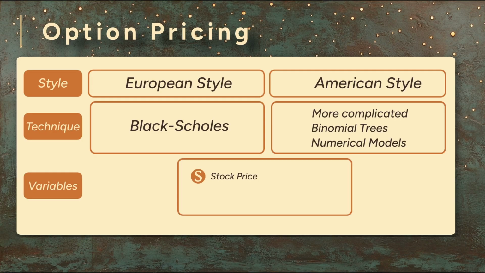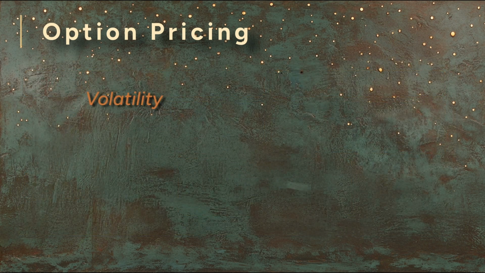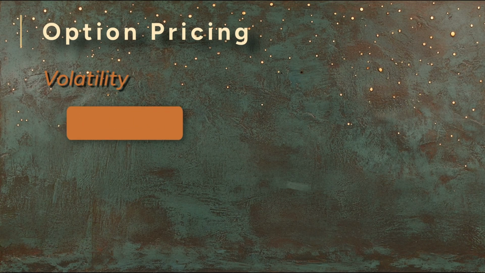The price of the stock, the time to expiration, the risk-free interest rate, and the volatility of the stock. The first three are more straightforward. You can look them up. If you ask around, you'll get the same answer from everyone. But volatility is different. Volatility is where opinions and opportunities begin to diverge.